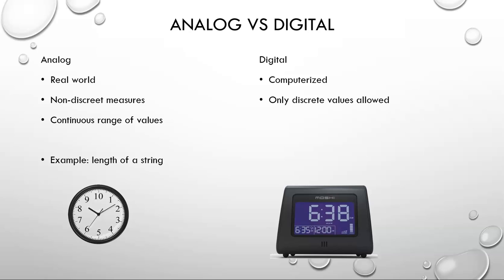Digital, of course, is when it's computerized. With digital, only discrete values are allowed. So we have a couple of clocks here. On the one on the left, it's about 8:06 or so. The one on the right, of course, it is 6:38. You can tell that the one on the left, that the time is a little past 8:06 because of the position of the second hand. With the one on the right, you only know within 1 minute what time it is. So that's a discrete value.